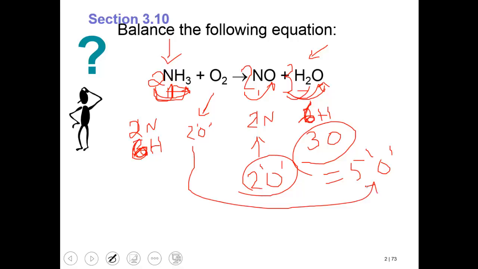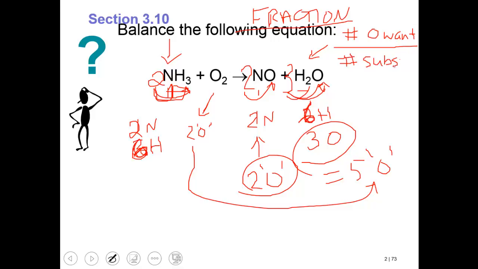Now, there's a couple ways you can do this. You can use a fraction. Now, a lot of people hate fractions. When I was balancing equations first time out, I hated them. But they are an easy way to get this done right now. Now what you can do is you can use a fraction and give me the number of oxygens you want in the upstairs of the fraction and divide it by the number on the subscript of the element you're talking about. So what is the subscript on oxygen?